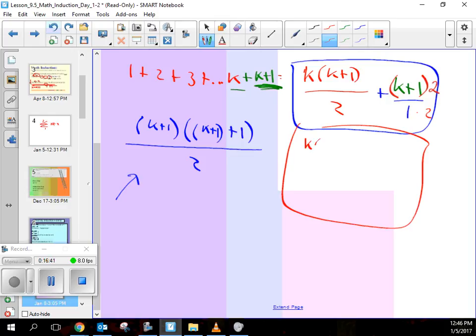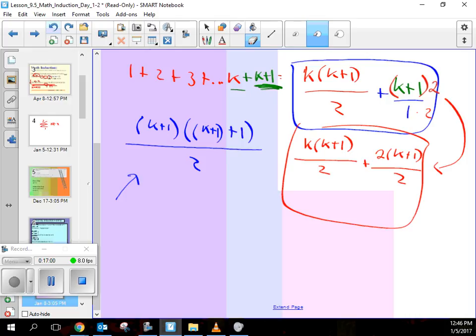K times k plus 1 over 2, that didn't change. And I'm timesing the top and the bottom by 2. So this top became 2 times k plus 1 all over 2. So now all I did is basically rewrite this thing. Now I'm going to put them all together and put it all over 2 because they have a common denominator.